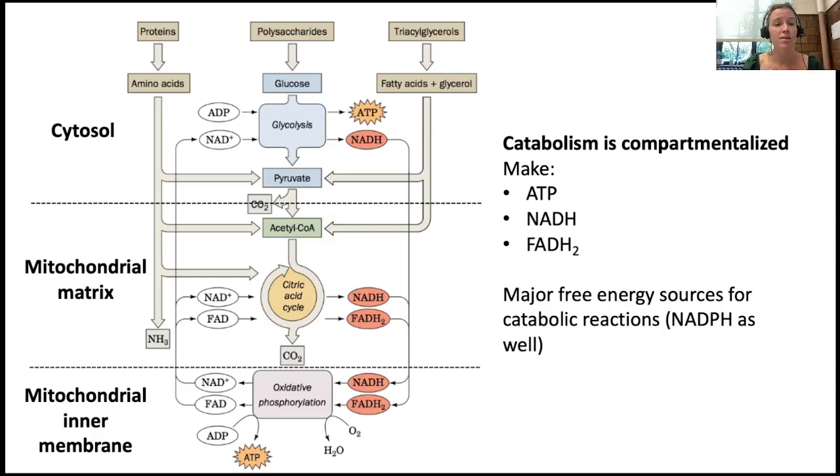We'll talk about glycolysis in the cytosol. We'll talk about the citric acid cycle, or the TCA, in the mitochondrial matrix, and finally oxidative phosphorylation and the electron transport chain in the inner mitochondrial membrane. We will see how this compartmentalization is important. We will see production of ATP, of molecules called NADH and FADH2. Up next, we'll talk a bit more in detail about metabolism.